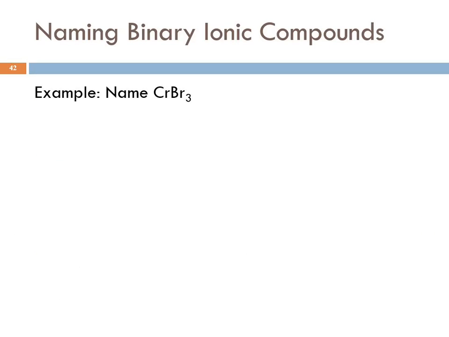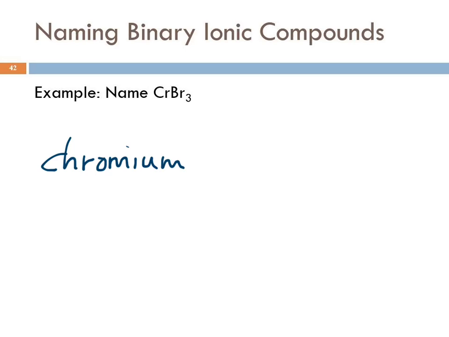Let's look at CrBr3. It kind of has a nice ring to it. How would we name this? Well, we have to identify the 2 ions that are present and then give them their names. We're going to name the Cr first and then the Br. So, what is the element name for Cr? Chromium. And now you ask yourself, is it in groups 1A, 2A, 3A, zinc, or silver? No, it's not. That means it needs a Roman numeral.